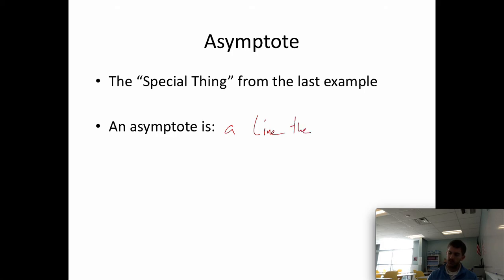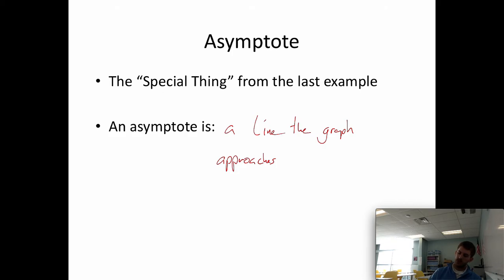Now we could be a little more specific, because in many cases for what we're going to do, it's never going to touch that line, but unfortunately that's not always the case, but for what we're doing, it's effectively that. So it's a line that the graph approaches. And it could be like the x-axis, like we were approaching on the last two examples, or it could be a vertical asymptote, which we'll talk more about later.